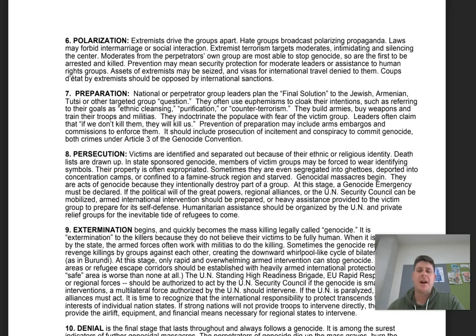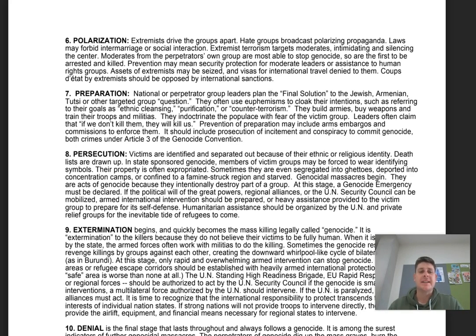Also, coup d'etats by extremists, that is, revolutions or takeovers, should be opposed by international sanctions. So if this is happening and an extremist group or an extremist individual is leading this revolution, the UN has the responsibility to stop this from happening so they don't seize power and move on to the next stage of preparation and then finally heading towards extermination.